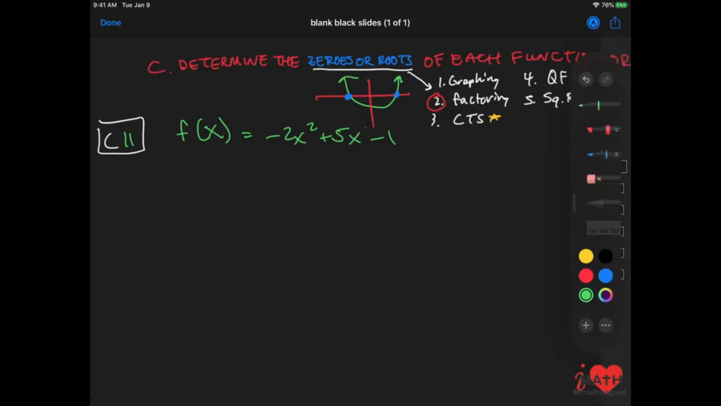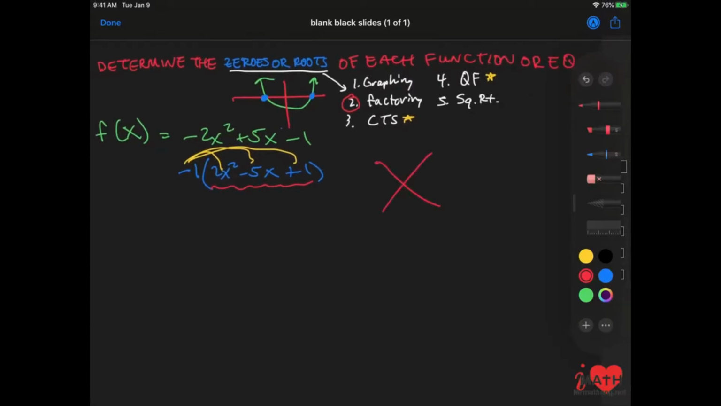And anytime you're factoring, you don't want an a value that's negative. So what I'm going to do is I'm going to factor out this -1. So I get 2x squared minus 5x plus 1. Remember, you can always check your answer by distributing. Multiply there, you get -2x squared above, positive 5x above, and -1 above. So let's go ahead and try to factor this one here in red.